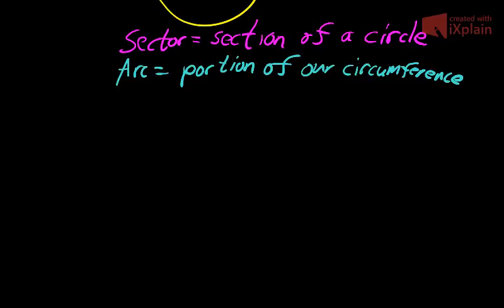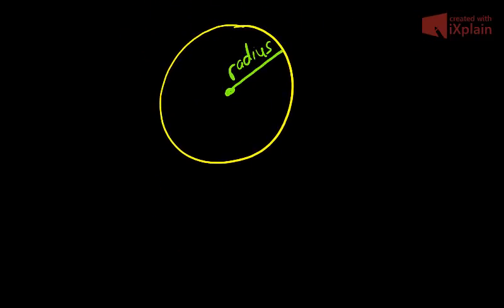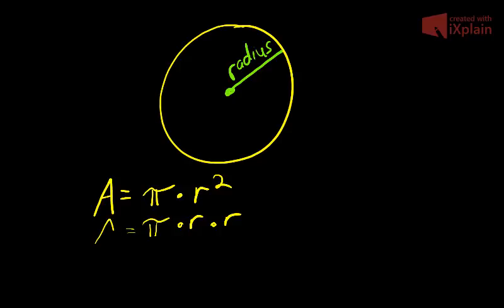So let me draw another circle here. To find the area, what we need to know is the radius. And one more time, the radius is from the center going outwards. There we go, radius. The area of a circle is going to be pi, which we talked about last time, times the radius squared, also known as pi times our radius times our radius. So that's going to be our area.